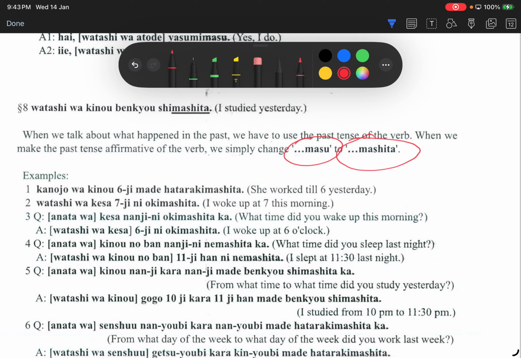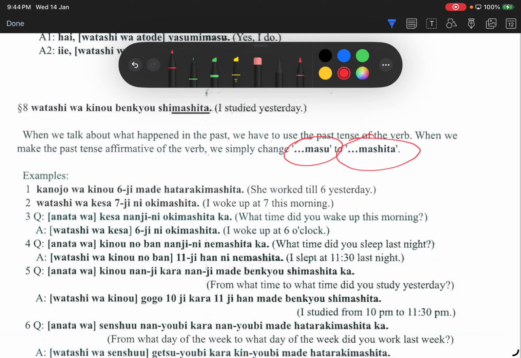Number 3. 今朝何時に起きましたか? So you see, we still reuse the 何時に, at what time, at what o'clock? So this morning, at what o'clock did you wake up? Why do we use past tense? Because of 今朝. We are talking from a time point where morning has already passed. So past tense. Then the answer, 6時に起きました. So I woke up at 6 o'clock.